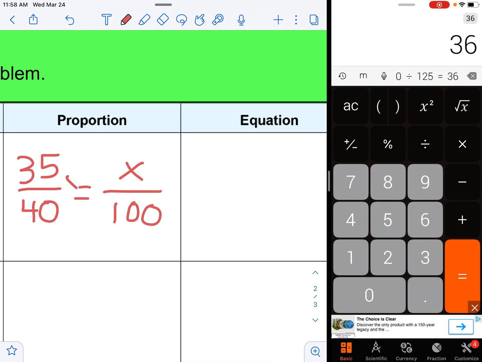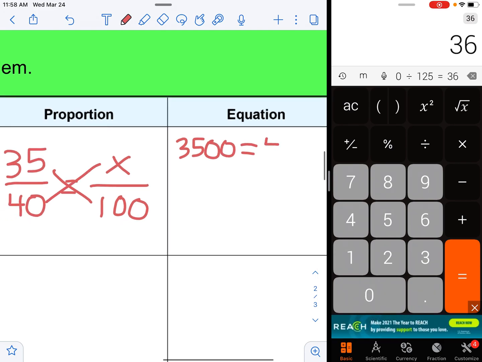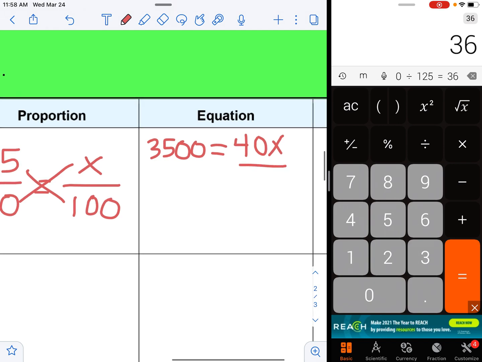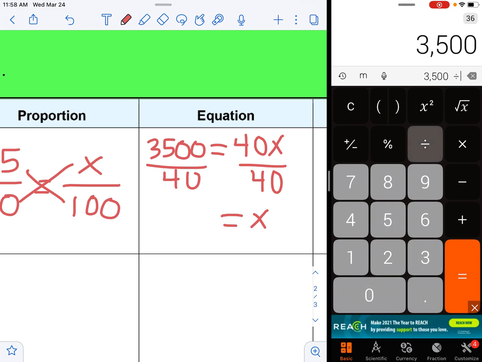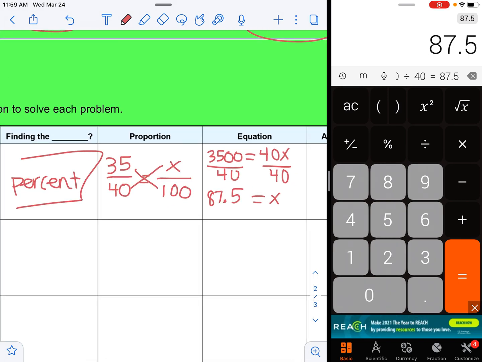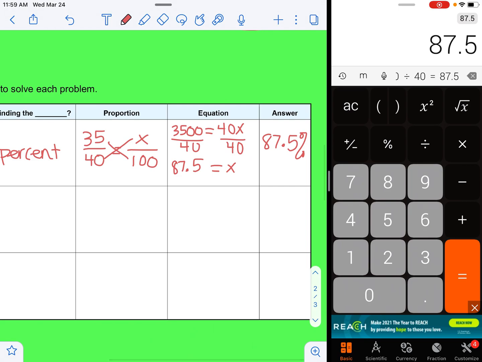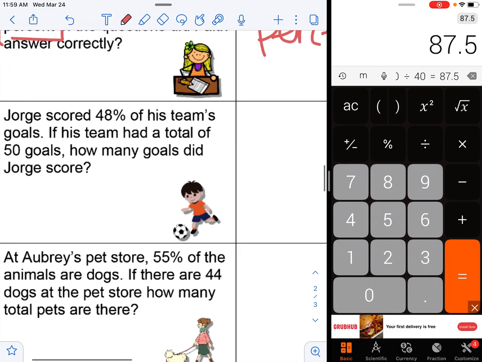Okay, so now that we have our proportion set up, we can go ahead and cross multiply. 35 times 100 is 3,500, and that's equal to 40x. Okay, now we divide by 40. So we get 3,500 divided by 40 is 87.5. Now we need to be careful. What are we trying to find? Right, we're trying to find the percent. So in our answer, we need to put 87.5%. Alright, so that's our first problem. Way to go. Let's move on to the second one.